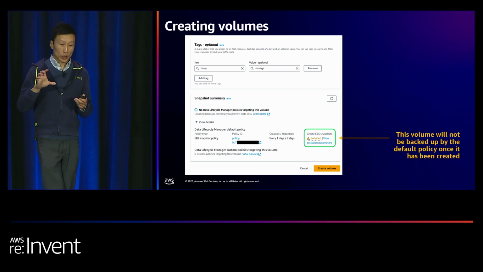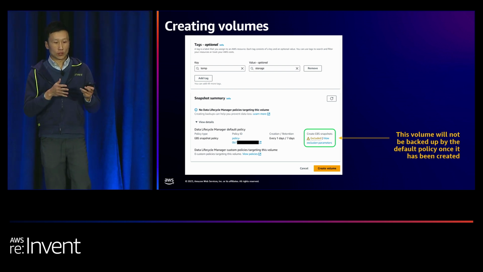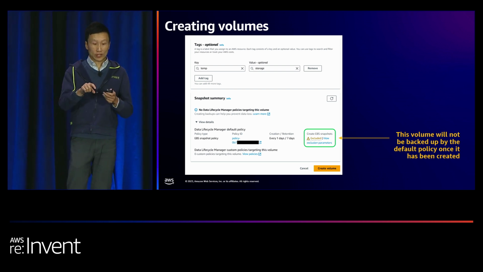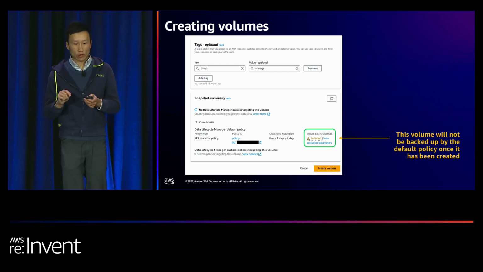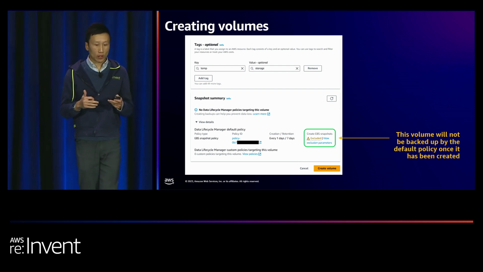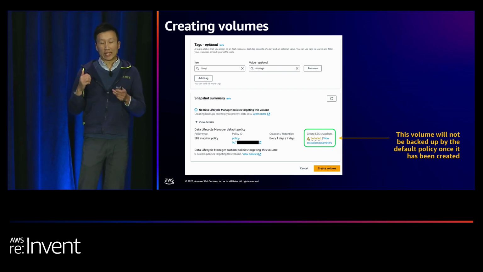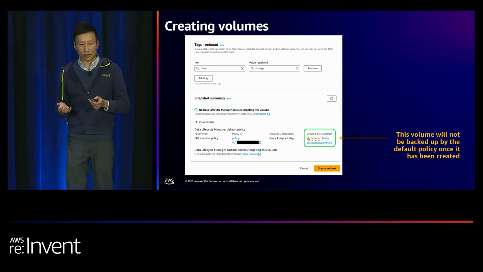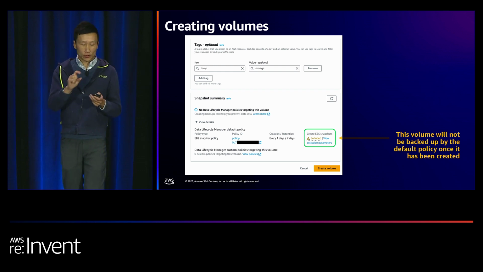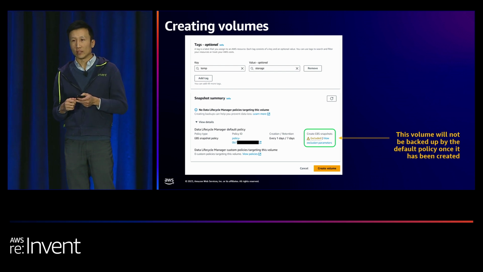So what we're trying to do with this integration with the console is to bring that closer to the creation of the volume. So you'll notice that this is before the customer clicks on the create volume button. They can see that A, the default policy is enabled, the creation and retention of the default policy, and whether this particular volume that they're about to create is going to be included or excluded in the default policy. In this case, it's excluded because you notice that I've added a tag here which corresponded to a tag from the previous page of the default policy that I wanted to exclude.